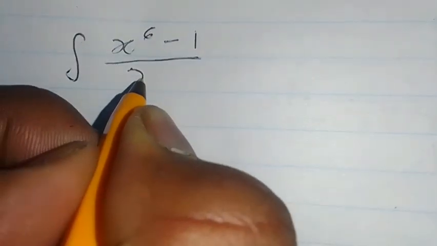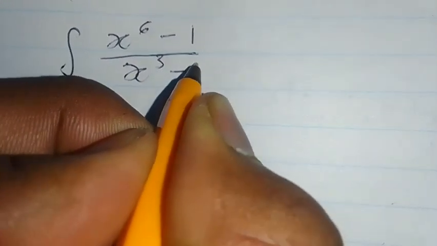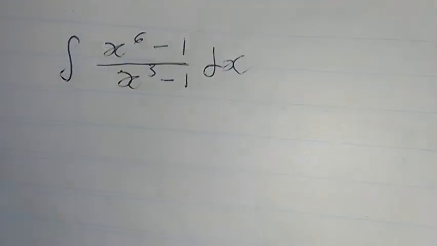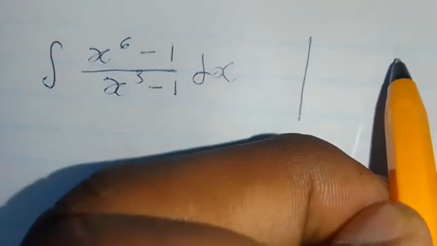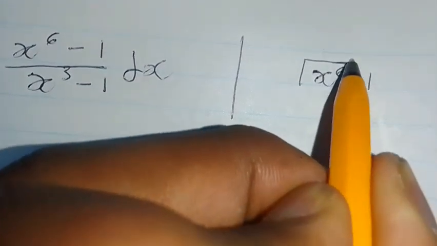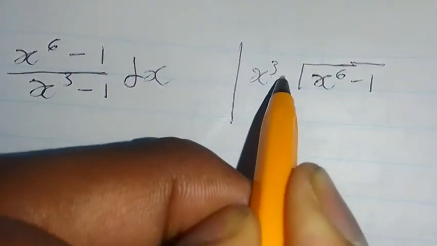And from now, in a similar case, you can work this integral out: x to the 6th minus 1 divided by x to the third minus 1 dx. Similarly, you can work this integral out using long division. So you're just going to say that you have x to the 6th minus 1, and you're dividing that by x to the 3rd minus 1.